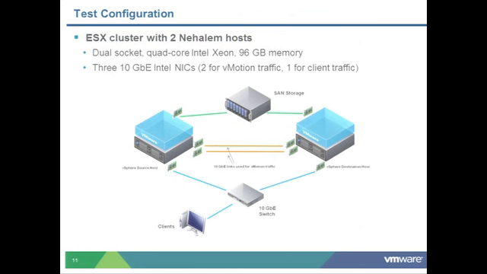Now let's just take a quick look at some of the performance data. So this is the test configuration that we used. As you see here, we used 2 Nehalem hosts, and each of the hosts has 3 NICs. We used one 10 GB NIC for client traffic, and two of the 10 GB NICs were used for vMotion traffic.